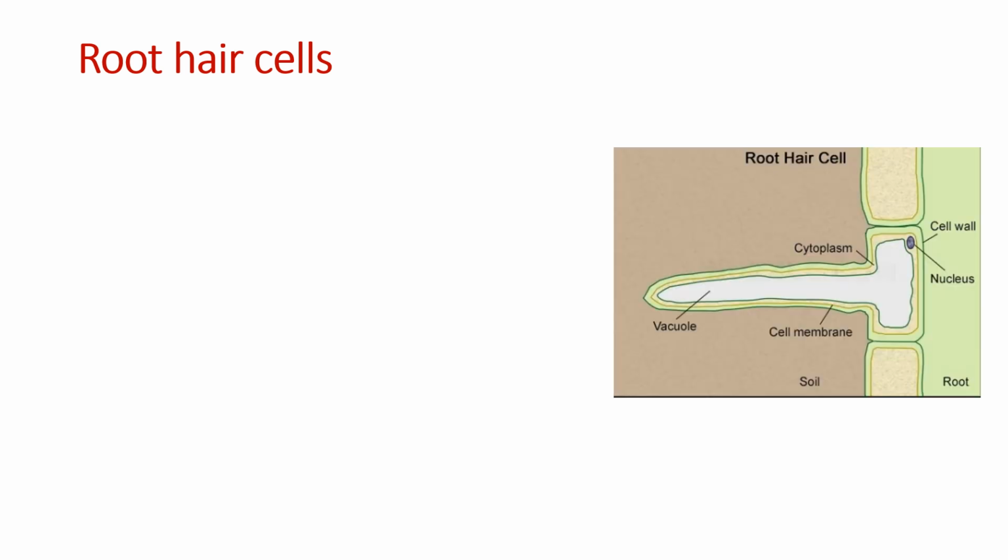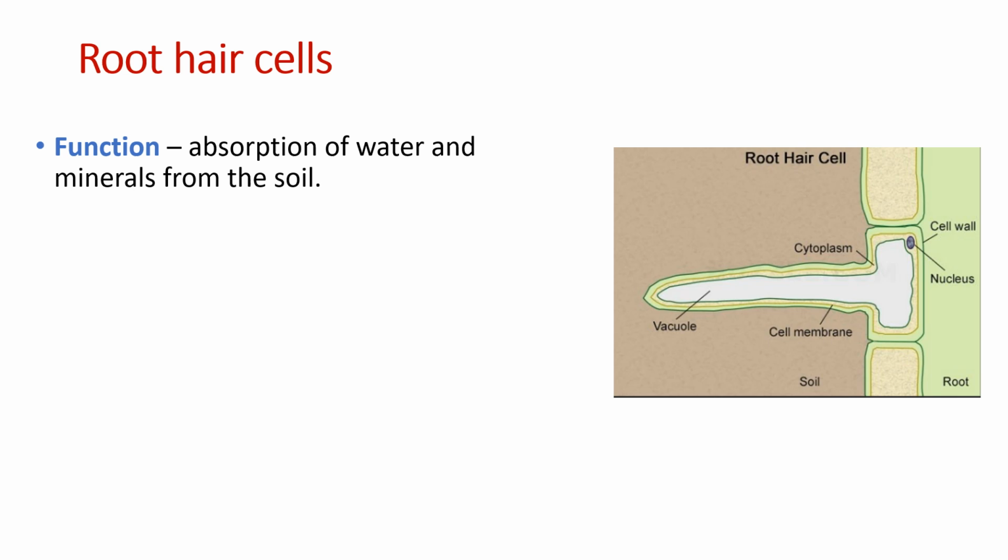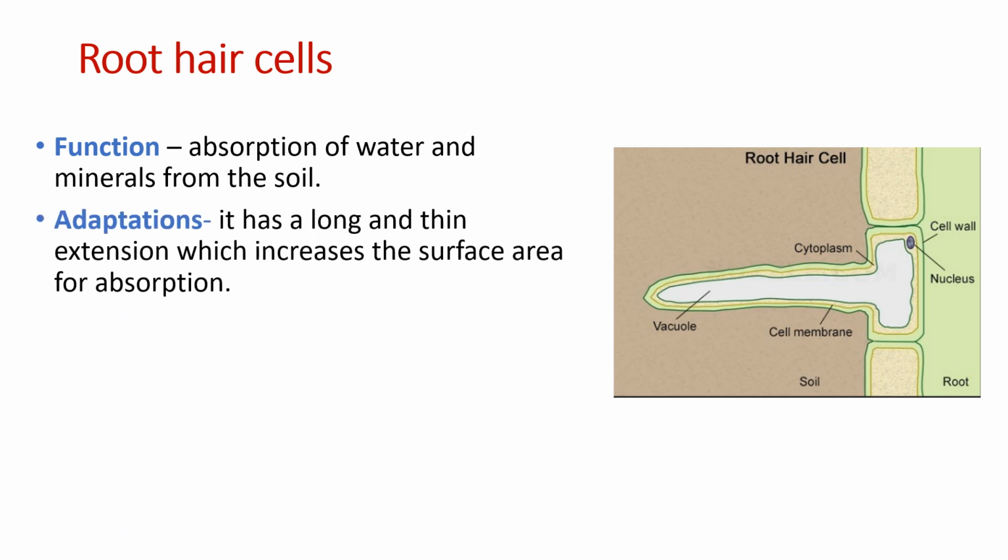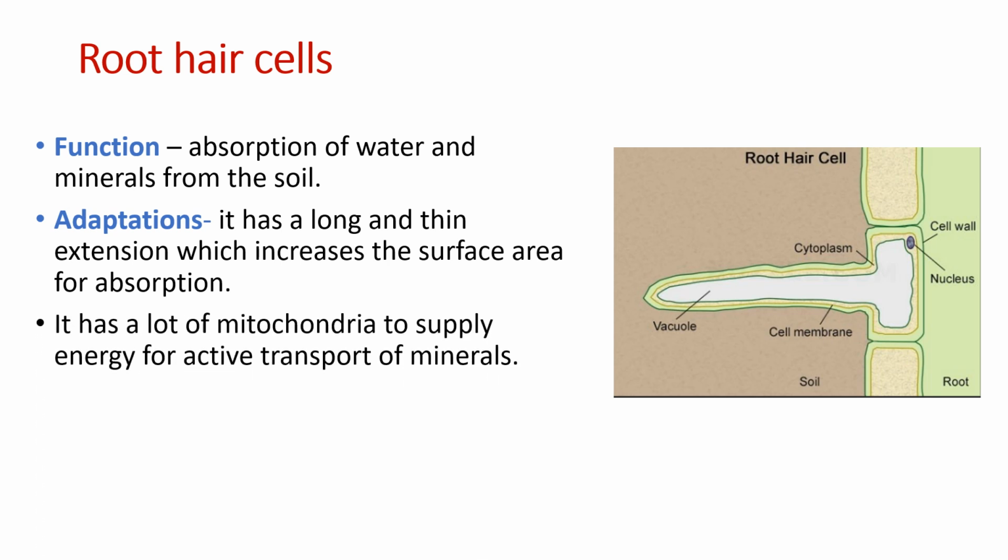Root hair cells. Root hair cells are found in roots. Just below the tip of the root, there are a lot of root hair cells available. Their function is absorption of water and minerals from the soil. So they have a few adaptations to make their function more effective. The first adaptation is they have a long and thin extension which increases the surface area for absorption.